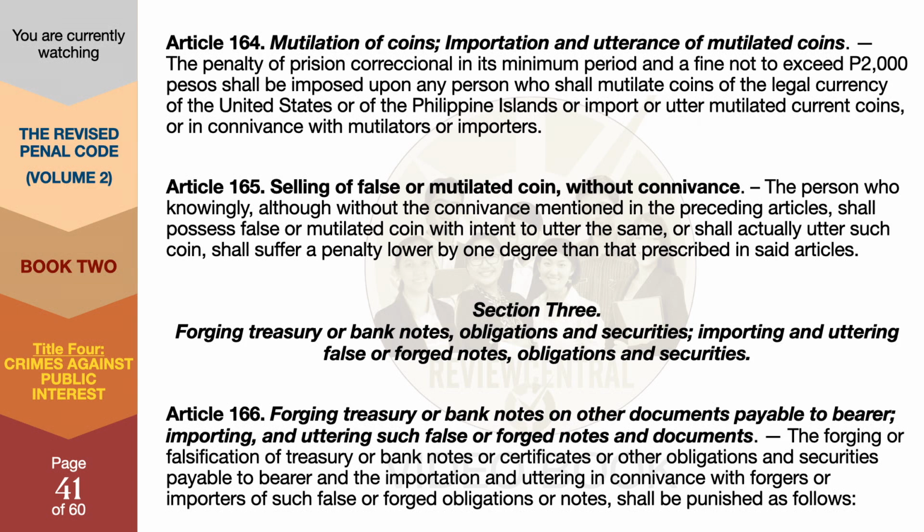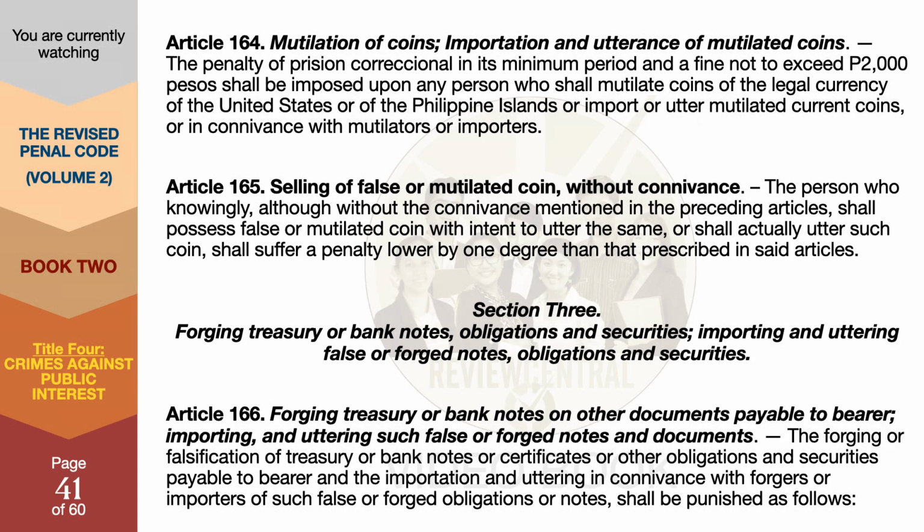Article 165. Selling of false or mutilated coin, without connivance. The person who knowingly, although without the connivance mentioned in the preceding articles, shall possess false or mutilated coin with intent to utter the same, or shall actually utter such coin, shall suffer a penalty lower by 1 degree than that prescribed in said articles.